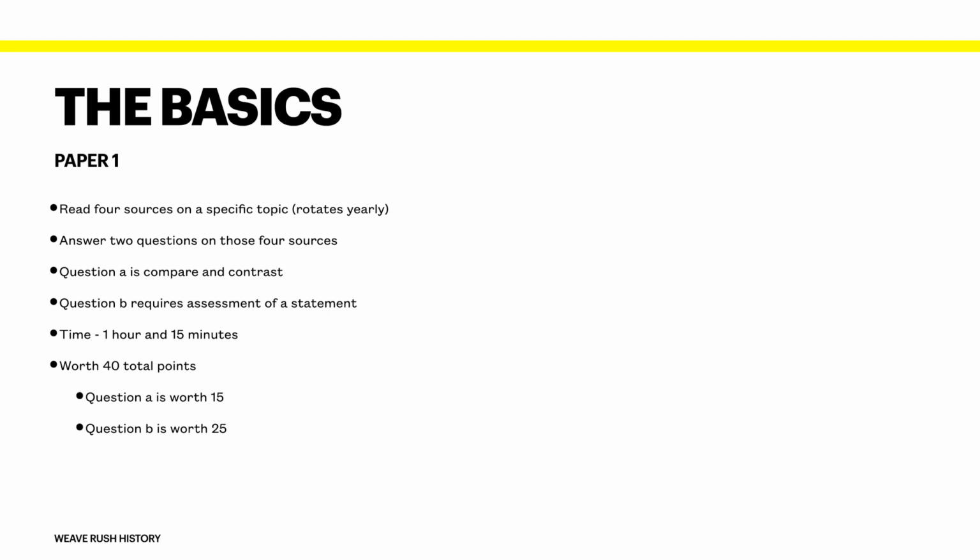Question A is a compare and contrast question, and question B requires assessment of a statement. You will have an hour and 15 minutes to complete your paper 1. This is longer than past years. In past years, it was only 60 minutes. Now you have 75 minutes to do it. This paper is worth a total of 40 points. It has been in the past and still is. Question A is worth 15, where question B is worth 25.